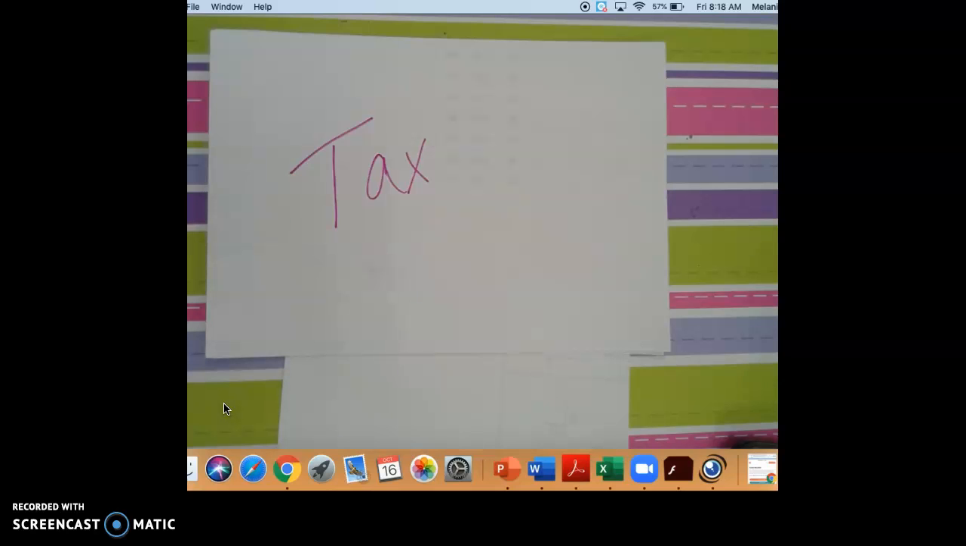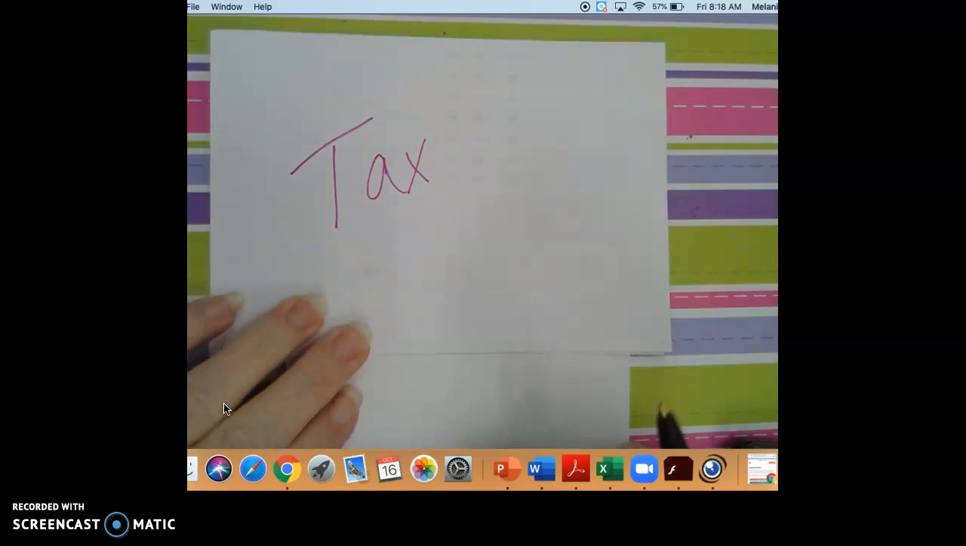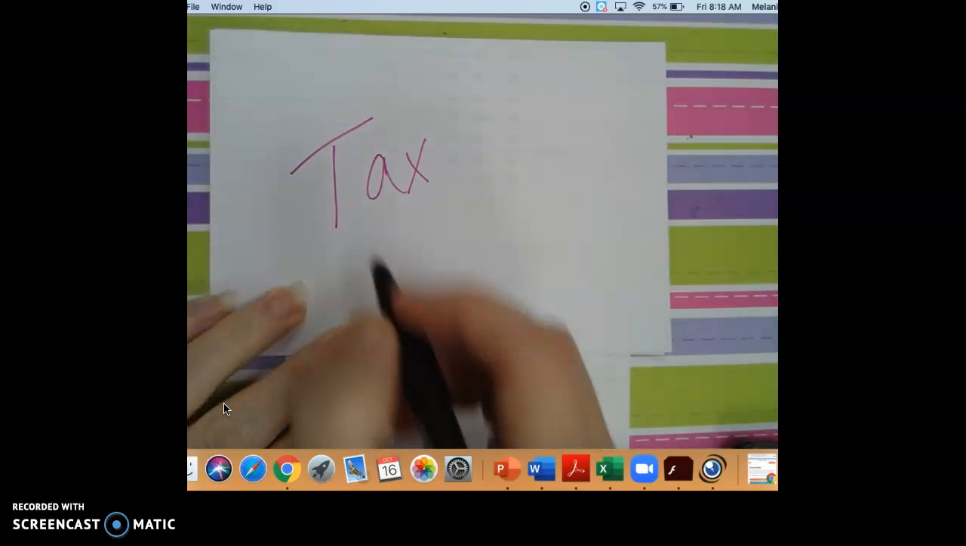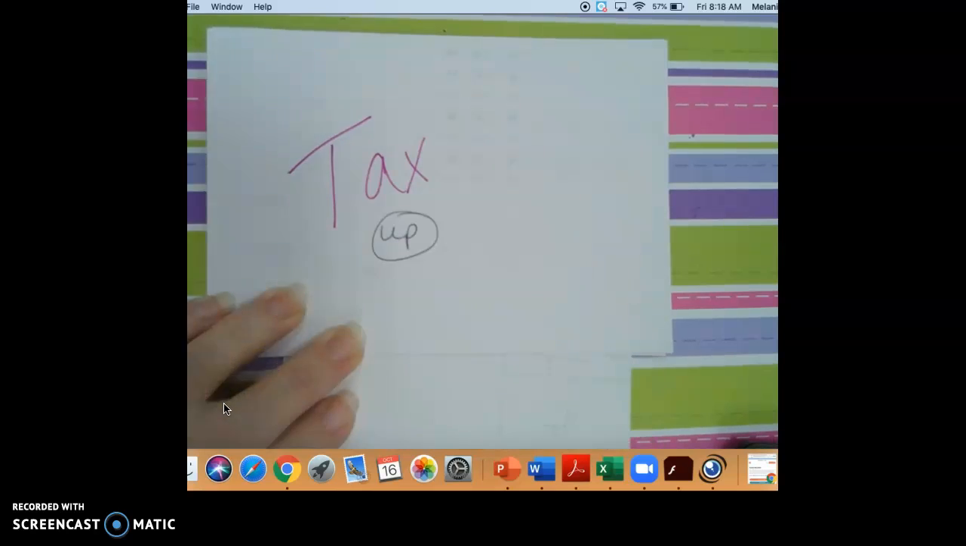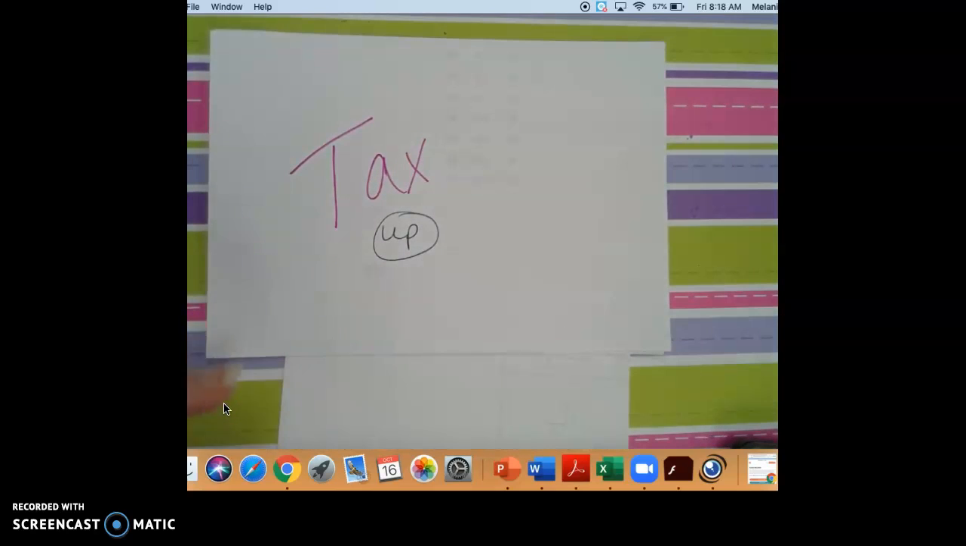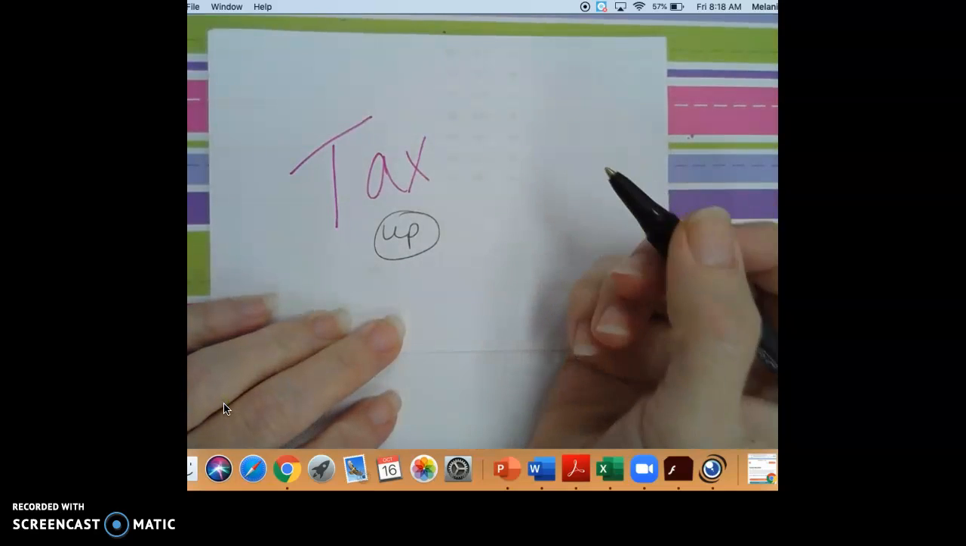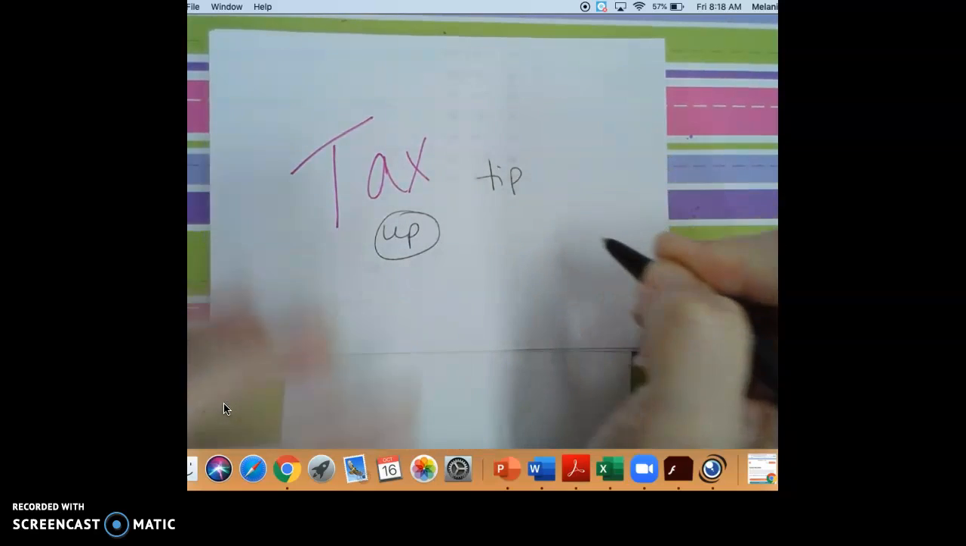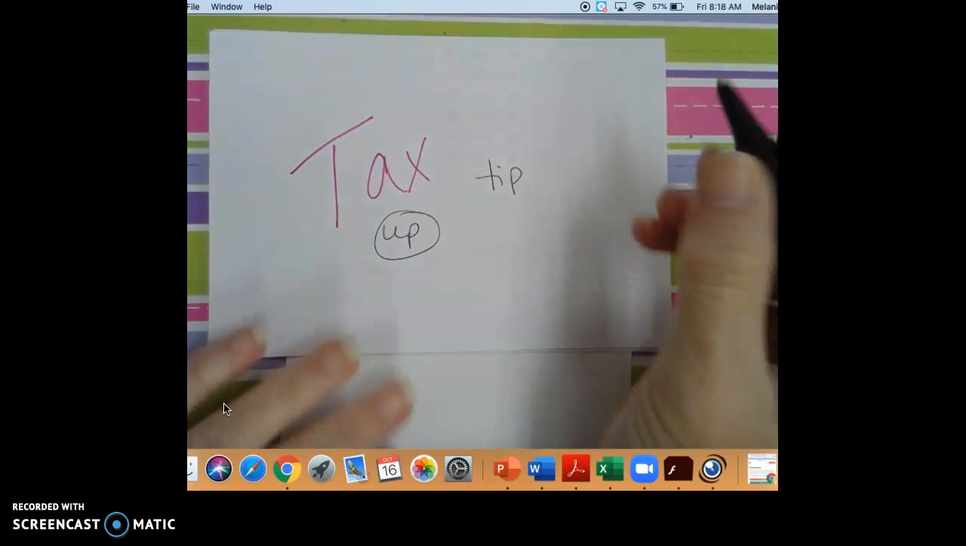So, tax, I think most all of you know that when you go to the store and you buy something and you pay tax, it makes the price go up. So everything we do today, if we pay tax on it, it's going to make the price go up. If we think of other things that are very similar to tax, if you go out to eat and you leave a tip, that's usually a percentage. That would kind of be like tax.